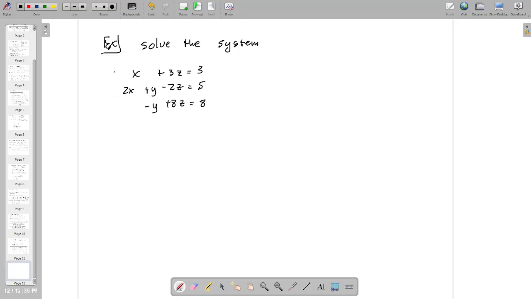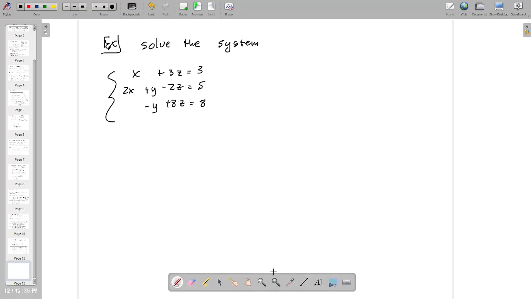Again, the first thing that we do is we transfer this to an augmented matrix. We have our first equation 1x, 0y, and 3z. So we end up with 1, 0, 3, and our solution is 3, so we have a 3 here. That's the augmented part. And then a 2, 1, negative 2, and a 5 as the augmented part. 0, negative 1, 8, and an 8 as the augmented part.